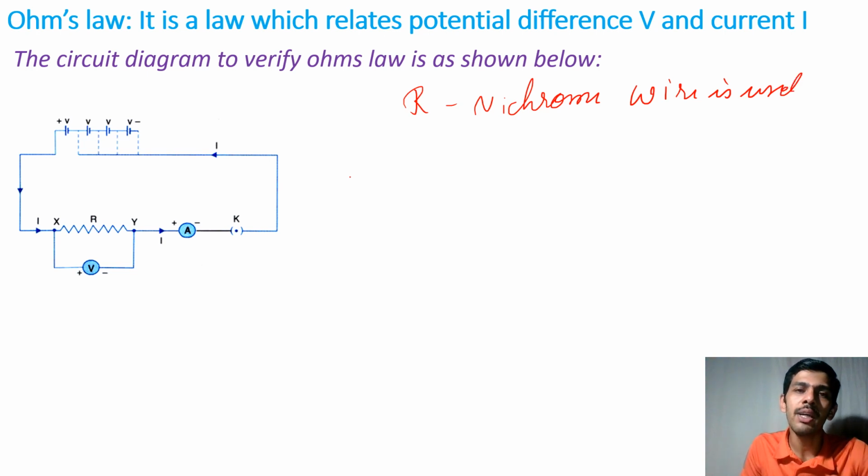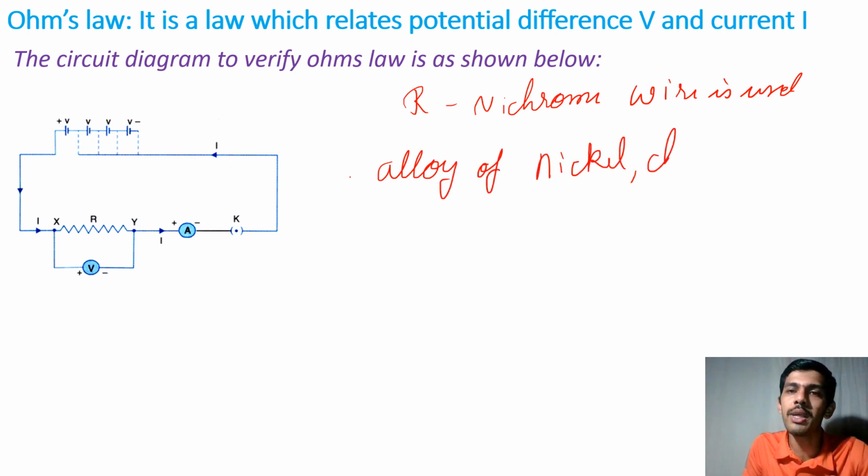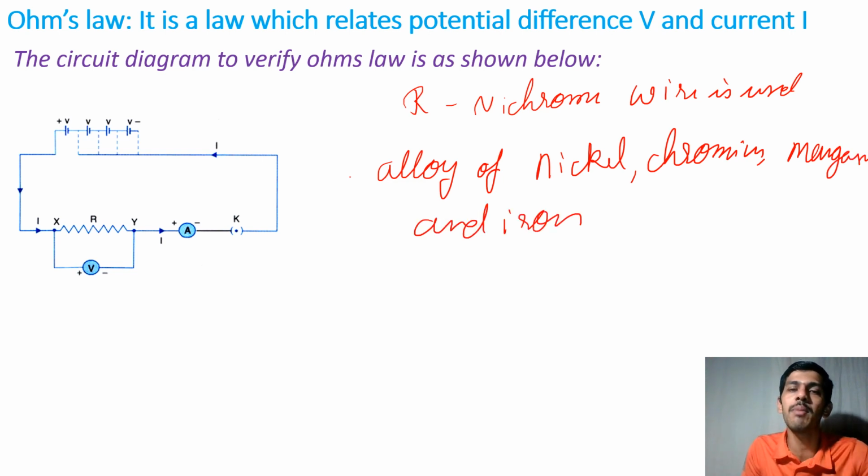So what is nichrome? It is an alloy of nickel, chromium, manganese and iron. It is a mixture of nickel, chromium, manganese and iron. As you have studied in your lower classes, that is called an alloy. So that wire is an alloy of nickel, chromium, manganese and iron. That is called nichrome, the short form.